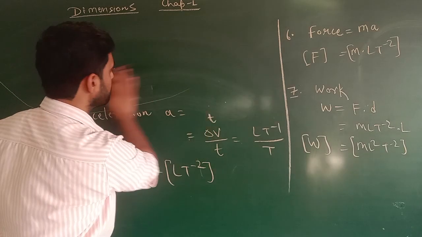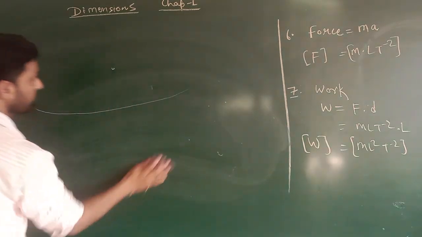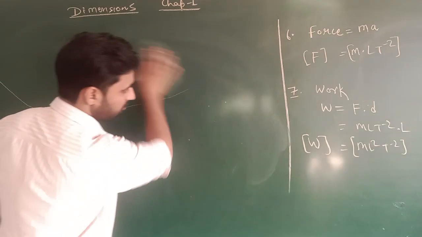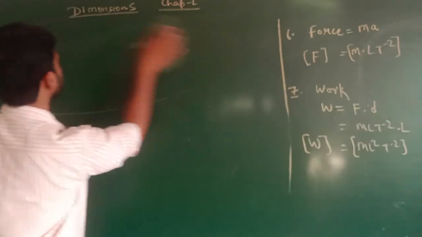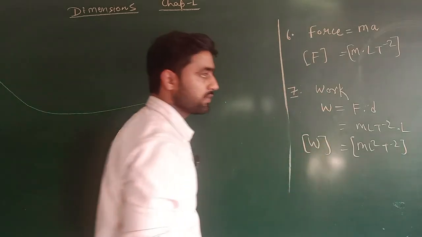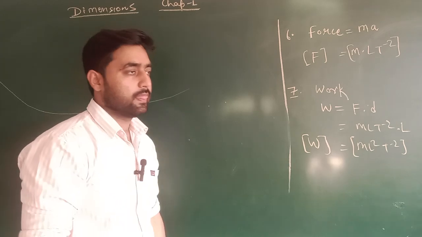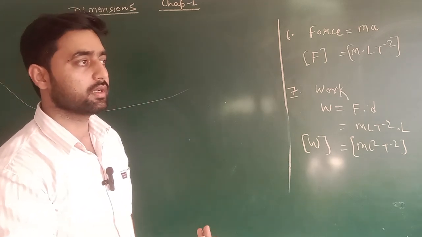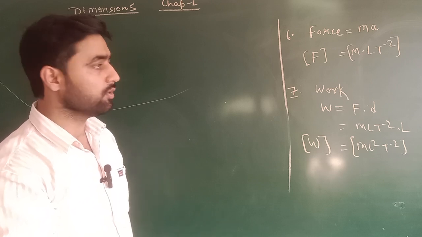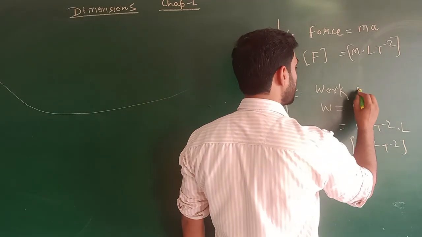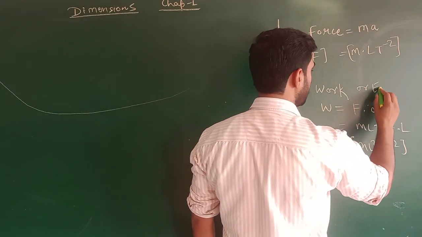Next is energy. Work and energy, because when we perform work, then energy is consumed. In order to perform a certain amount of work, energy has to be expended. So that is why energy or work both have the same formula.